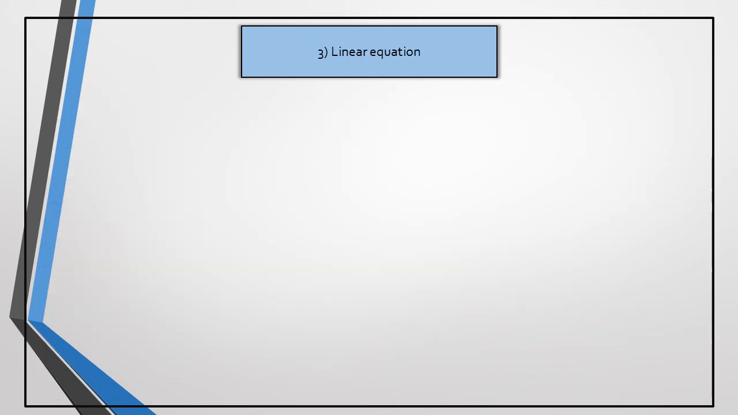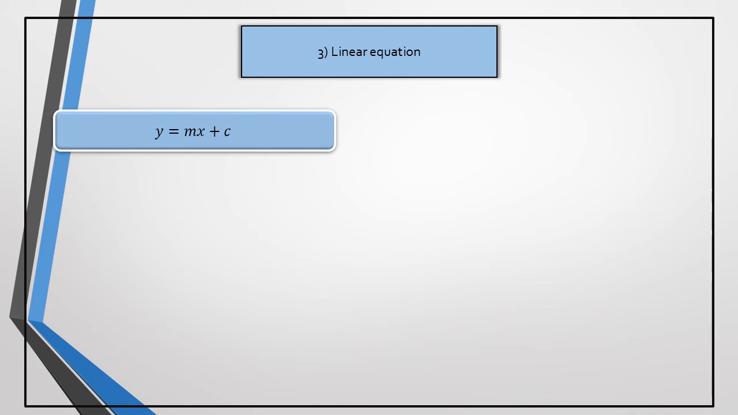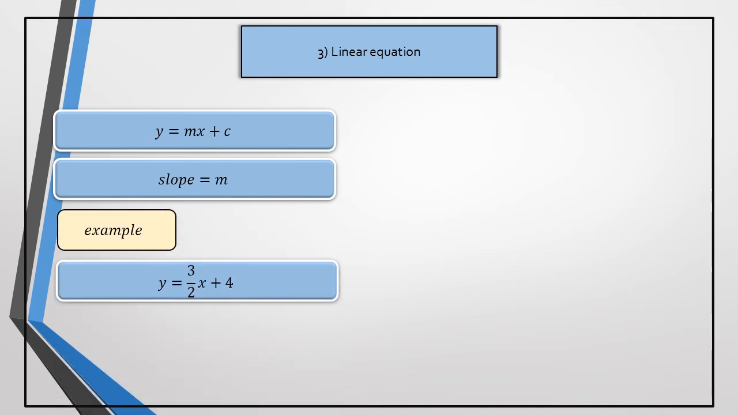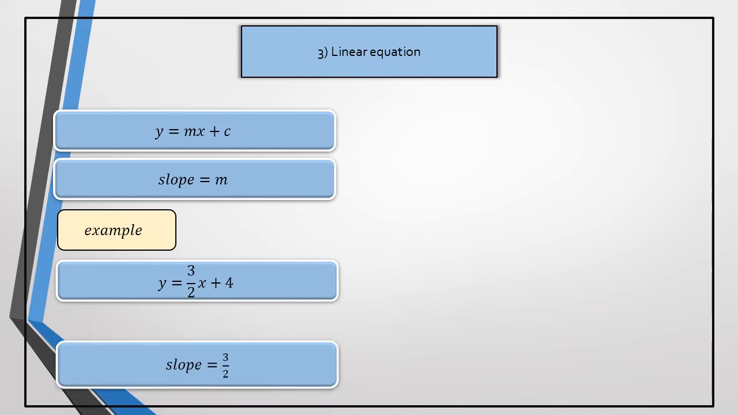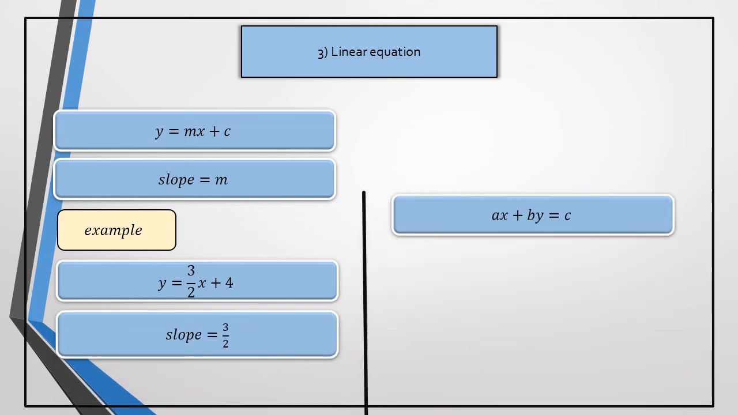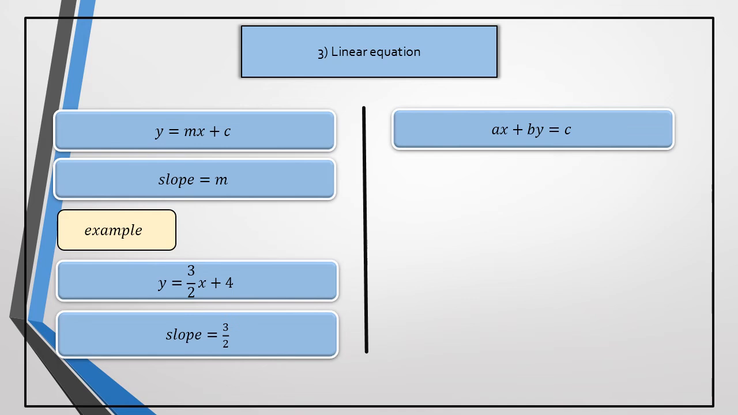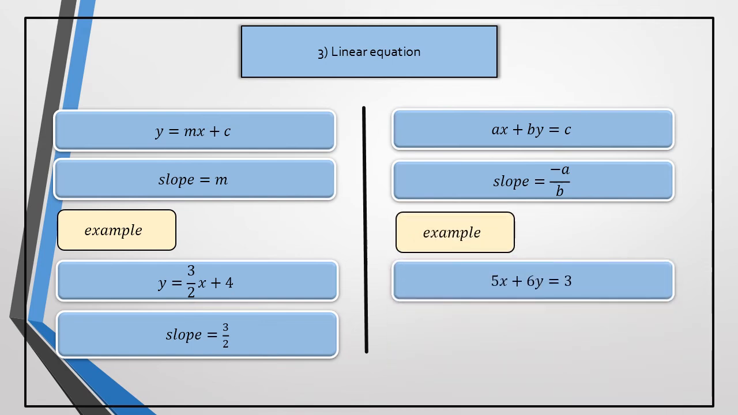Let's have a look at how to calculate the slope from the linear equation. The linear equation can be written in two forms. The first one, y equals mx plus c, where m is the slope. For example, y equals 3 over 2 x plus 4. Here the slope is equal to 3 over 2. The second form is ax plus by equals c, where the slope equals minus a over b. For example, 5x plus 6y equals 3. Then the slope equals minus 5 over 6.